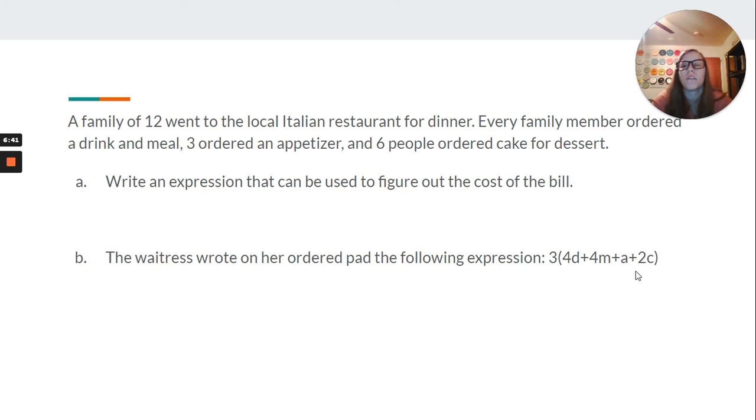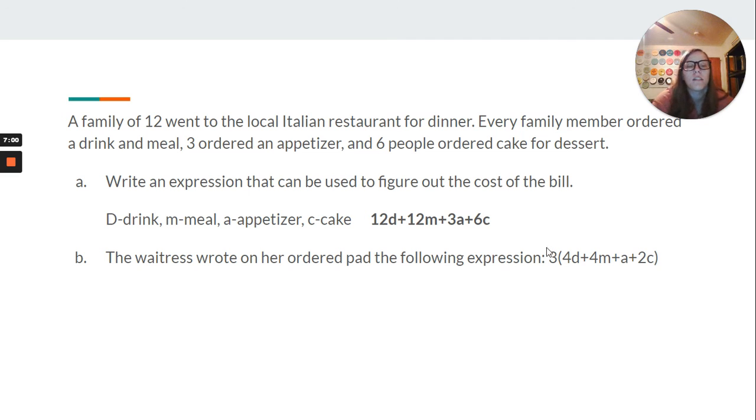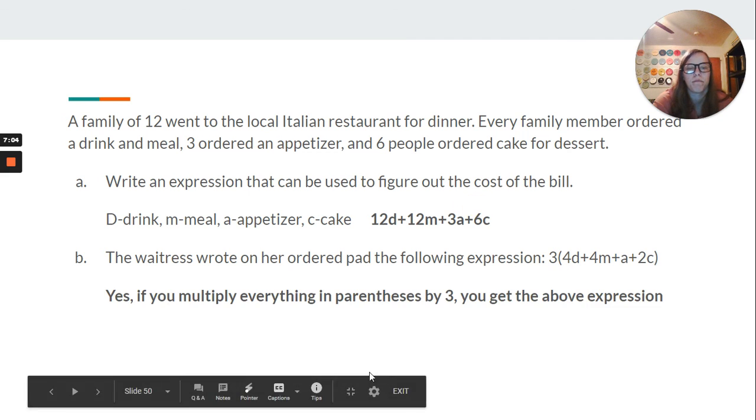A family of 12 went to the local Italian restaurant for dinner. Every family member ordered a drink and meal. 3 ordered an appetizer, and 6 people ordered cake for dessert. So we have 12 times D for drinks, 12 times M for meals, 3A for appetizers, and 6C for cake. And the waitress wrote it this way. If we would distribute that 3, it would be the same equation.